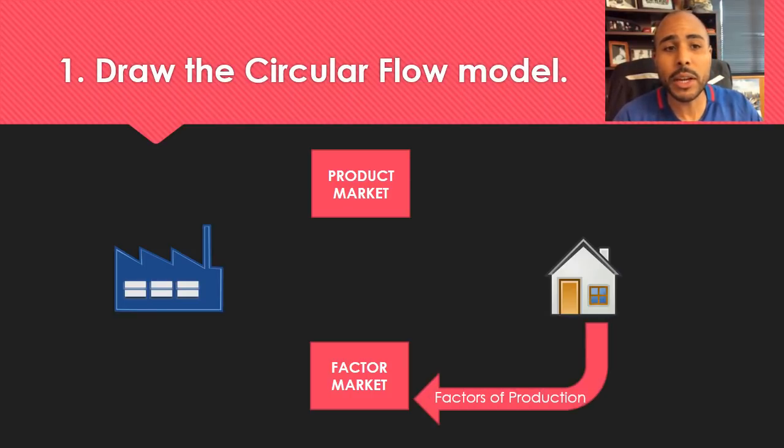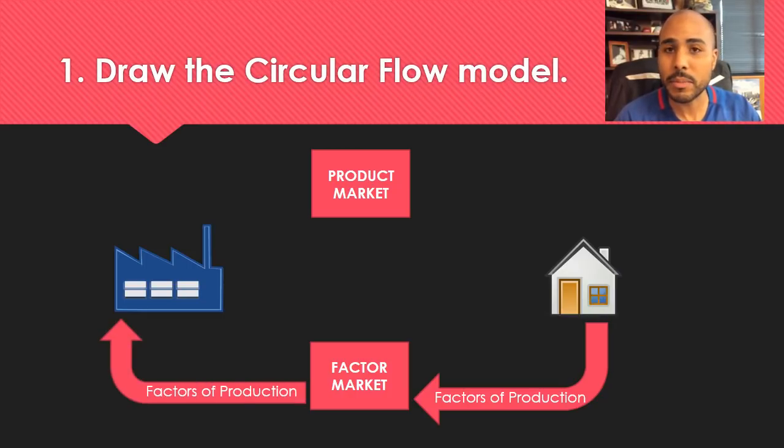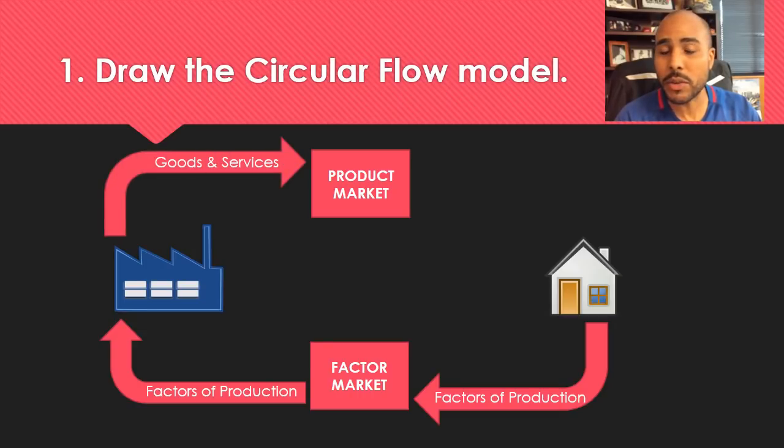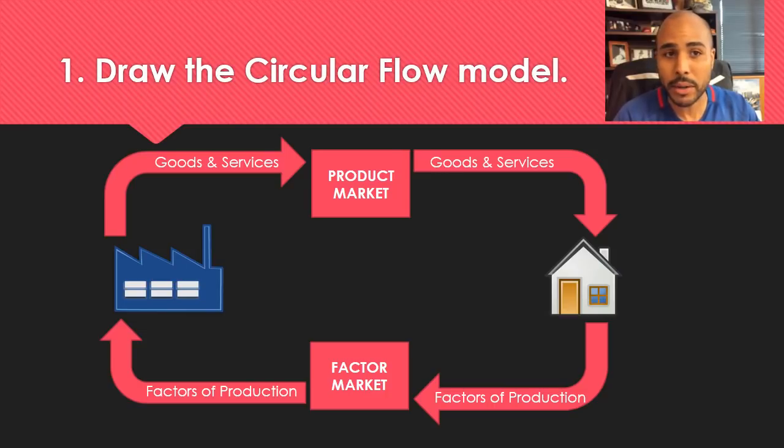So, first thing you need to know about is the factor market. Remember that households sell factors of production to businesses. Okay? Once the businesses get the factors of production, they create goods and services, which they turn around and sell to households in something called the product market. Now, obviously, all these things are not exchanged for free. Money has to change hands.